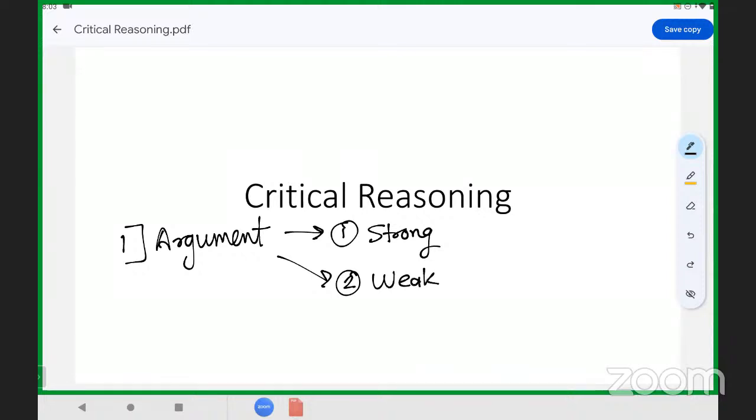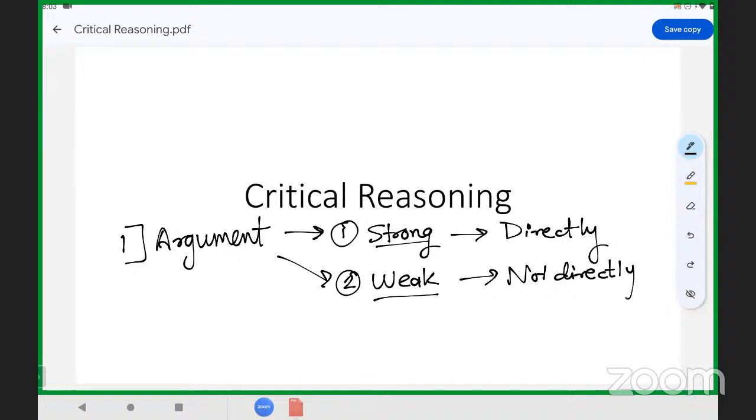We'll have certain statements, and on the basis of those statements, we will be given some other statements, and we have to find out which is a strong argument with respect to the statements which are provided. A strong argument is directly related to the given statement, and the reasons address the points given. A weak argument is not directly related, which makes the argument weak. So this is one type.